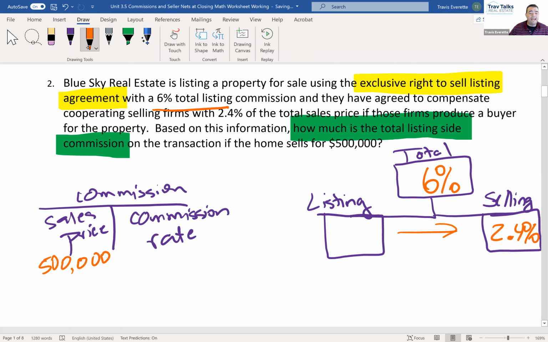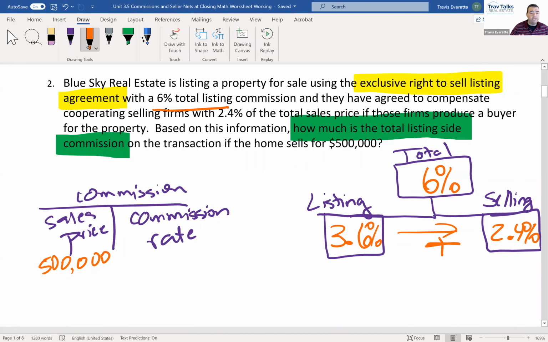Well, here's the thing, folks. I know that the two sides together have to total up to 6%. They have to add up. These two sides, if we were to add them together, have to add up to 6%. So that means if the selling side is getting 2.4%, the listing side must be getting 3.6% because 3.6 plus 2.4 equals 6. They have to add up. That's what we mean by splitting. We're splitting this into two pieces, and the two pieces, if you add them back together, have to go up to the total commission. So that means the listing side is 3.6%.